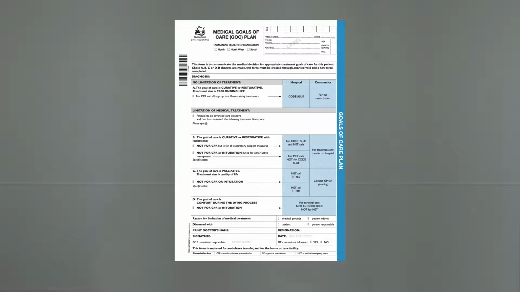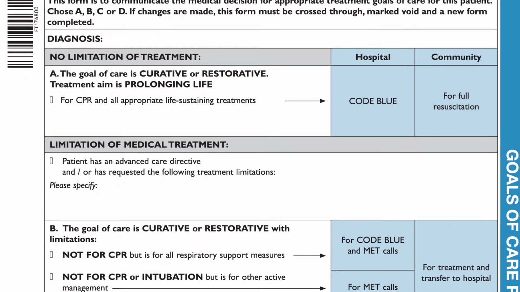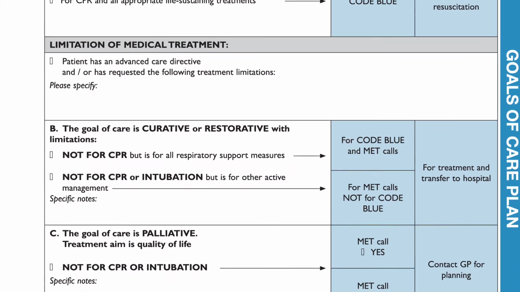The medical goals of care form communicates planned treatment limitations to others, whether this is ambulance officers or other clinicians in the hospital or community setting. It's really a form that allows you to document limitations of treatment that you think would be reasonable for your patient. The form has been divided into 4 sections: A, B, C, and D.